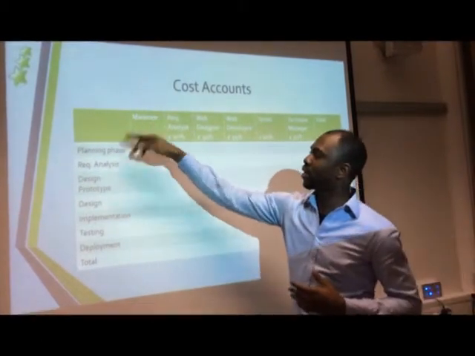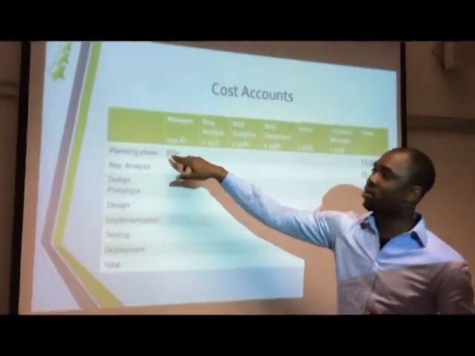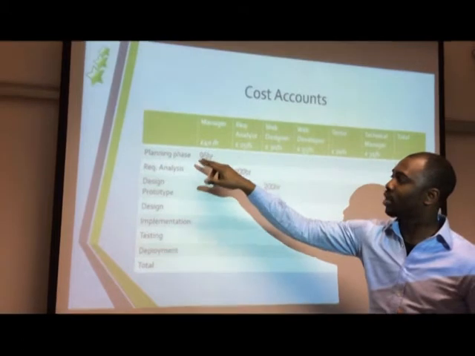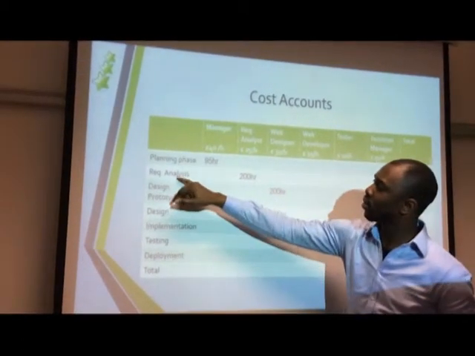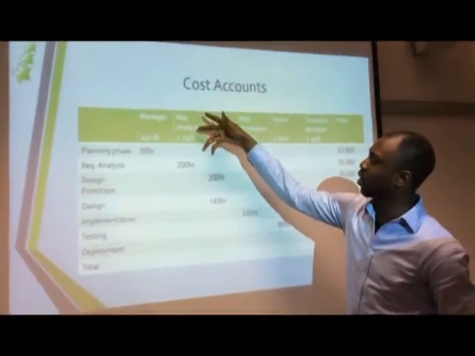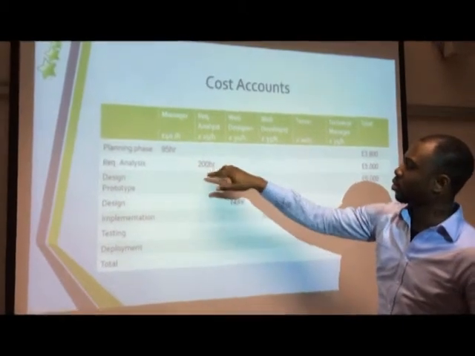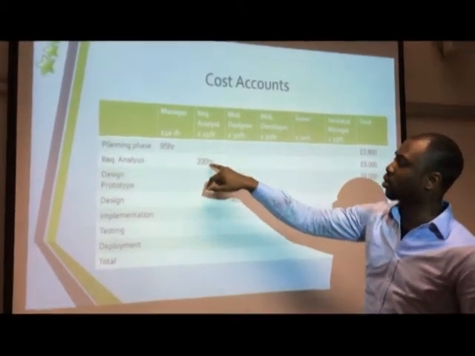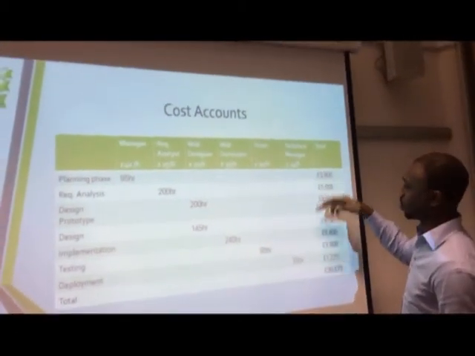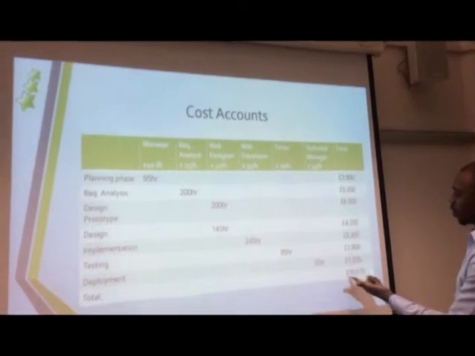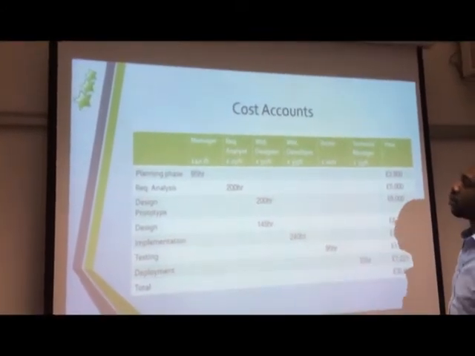The manager takes charge of the planning phase. So £40 per hour, we have 95 hours. If you multiply £40 by 95, the manager will be earning £3,800. The requirement analyst takes care of the requirement analysis stage, and he earns £25 per hour. From the Gantt chart, the total is 200 hours, and if you multiply that, you get £5,000. For the rest of them, the total will end up being £30,675. That's the amount that's spent on the project.